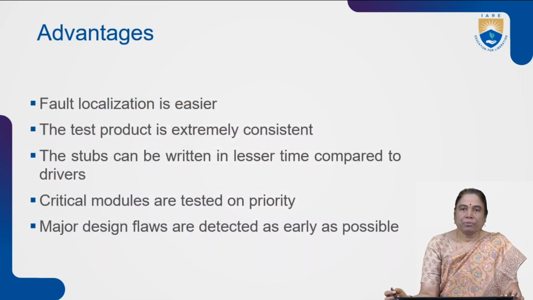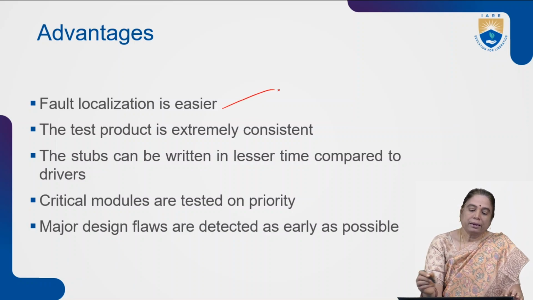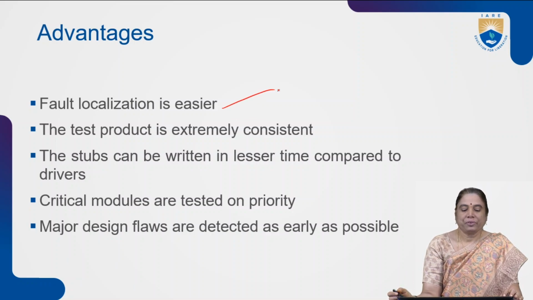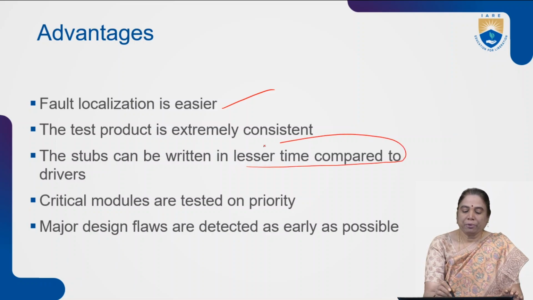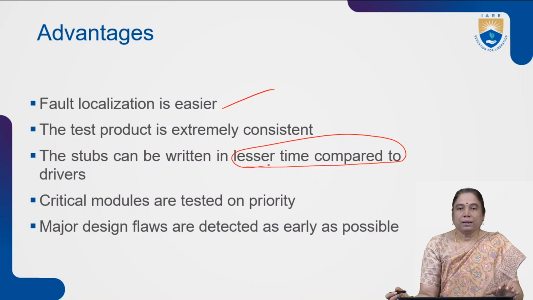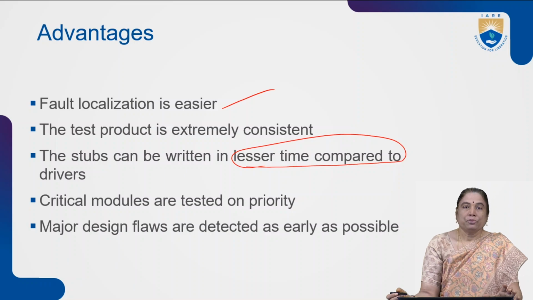The advantage of the top-down approach is that fault localization is easier, the test product is extremely consistent, and the stubs are written in lesser time compared to drivers. So here, the stubs and drivers must replace the small piece of code to simulate the missing functionality of the module to be integrated. Critical modules are tested on priority. Major design flaws are detected as early as possible.